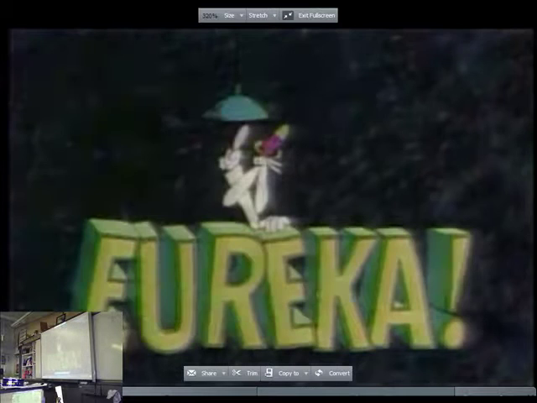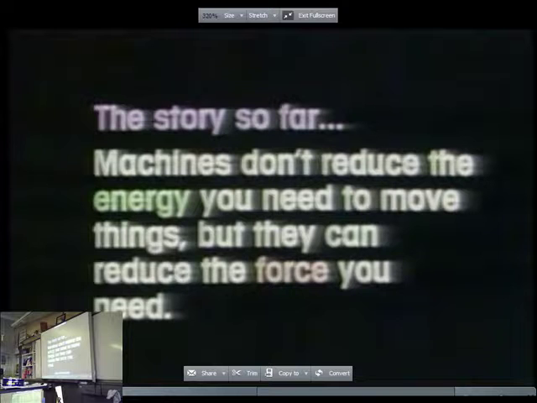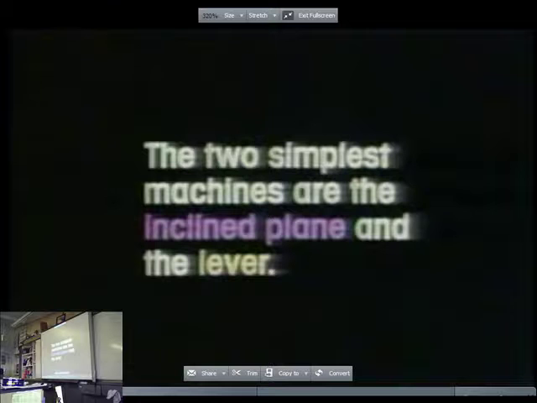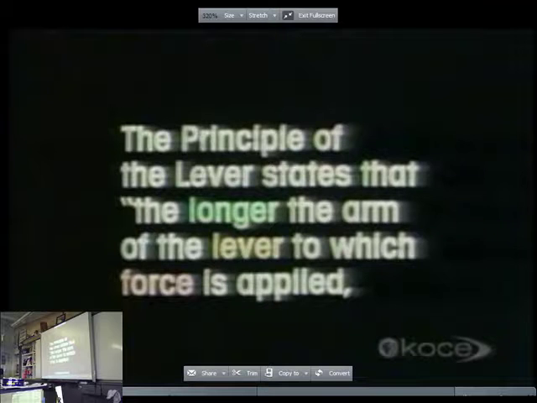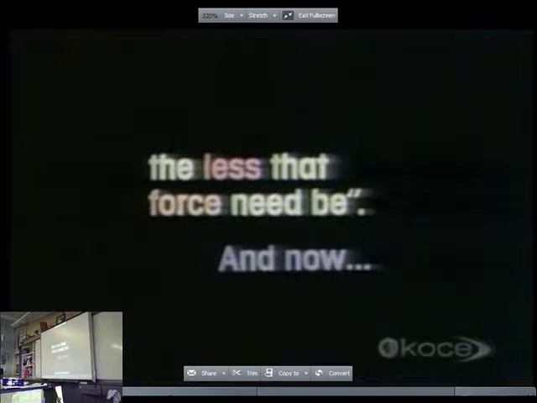Eureka! The story so far. Machines don't reduce the energy you need to move things, but they can reduce the force you need. They do this by increasing the distance through which you exert your force. The two simplest machines are the inclined plane and the lever. The principle of the lever states that the longer the arm of the lever to which force is applied, the less that force need be.